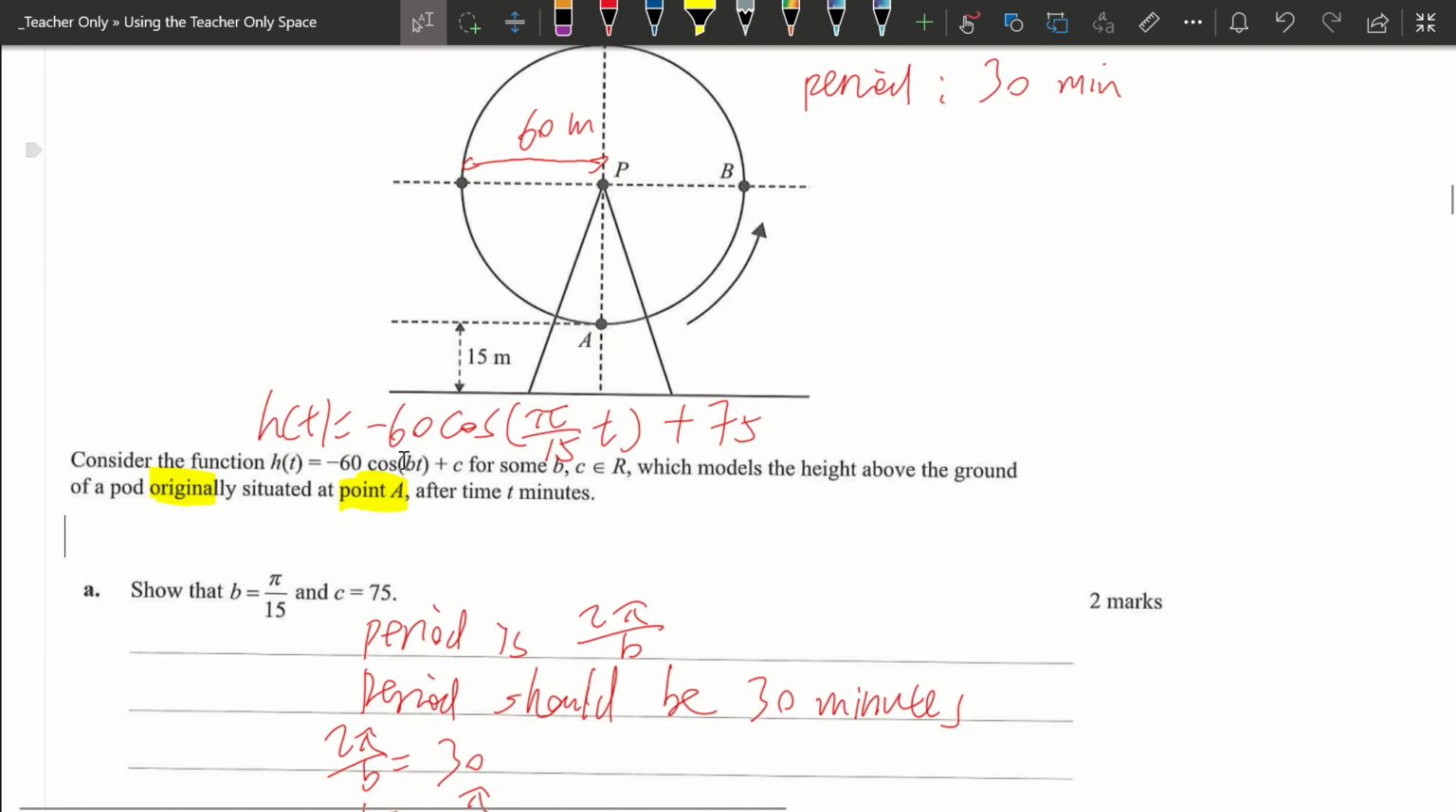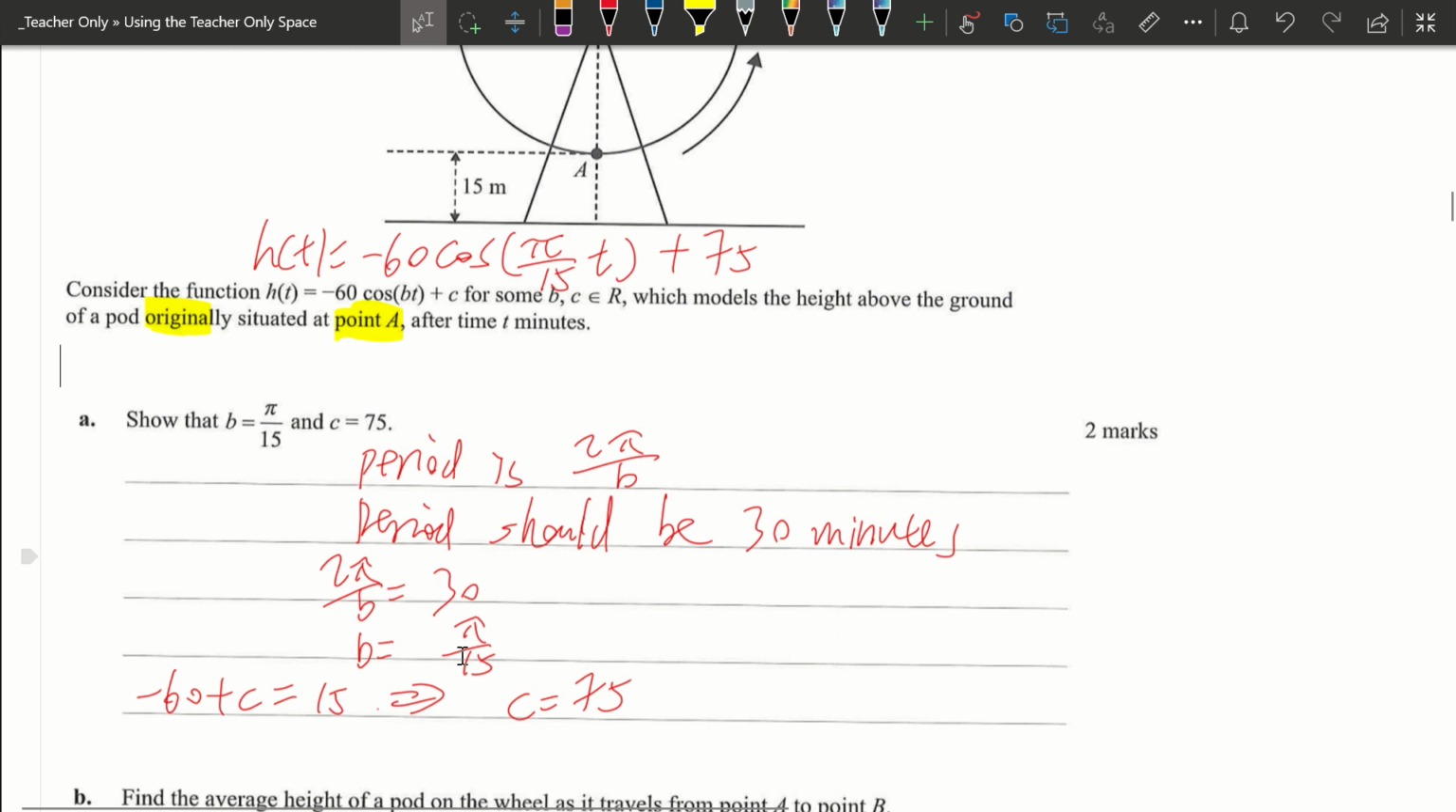So from this equation here, the form of function h, the period is 2 pi over b, but the period needs to be 30 minutes. So I'm going to equate 2 pi over b to 30, and I solve, which is b equals pi over 15. And then the amplitude is 60. Initially, without the plus c, the graph will look like this. This is 60. Oh, sorry, it's inverted. Without the plus c, the graph is like this, 60 and negative 60.